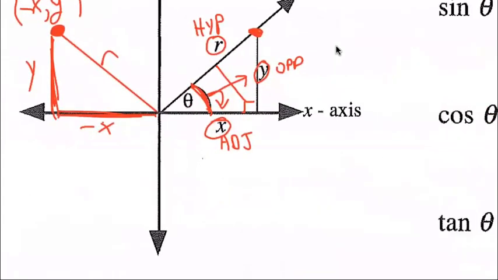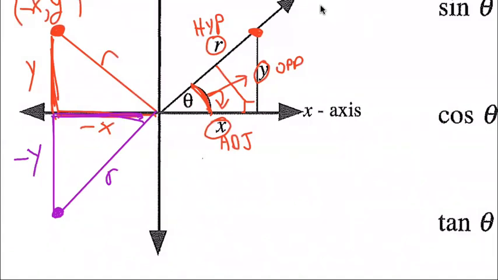So now let's mirror image our point down here. We're going to have this angle, and this y value. This x value is still negative, but this one becomes negative y because it goes down, right? And r. R is always positive, by the way. Always, always, always. So yes, r is always positive.